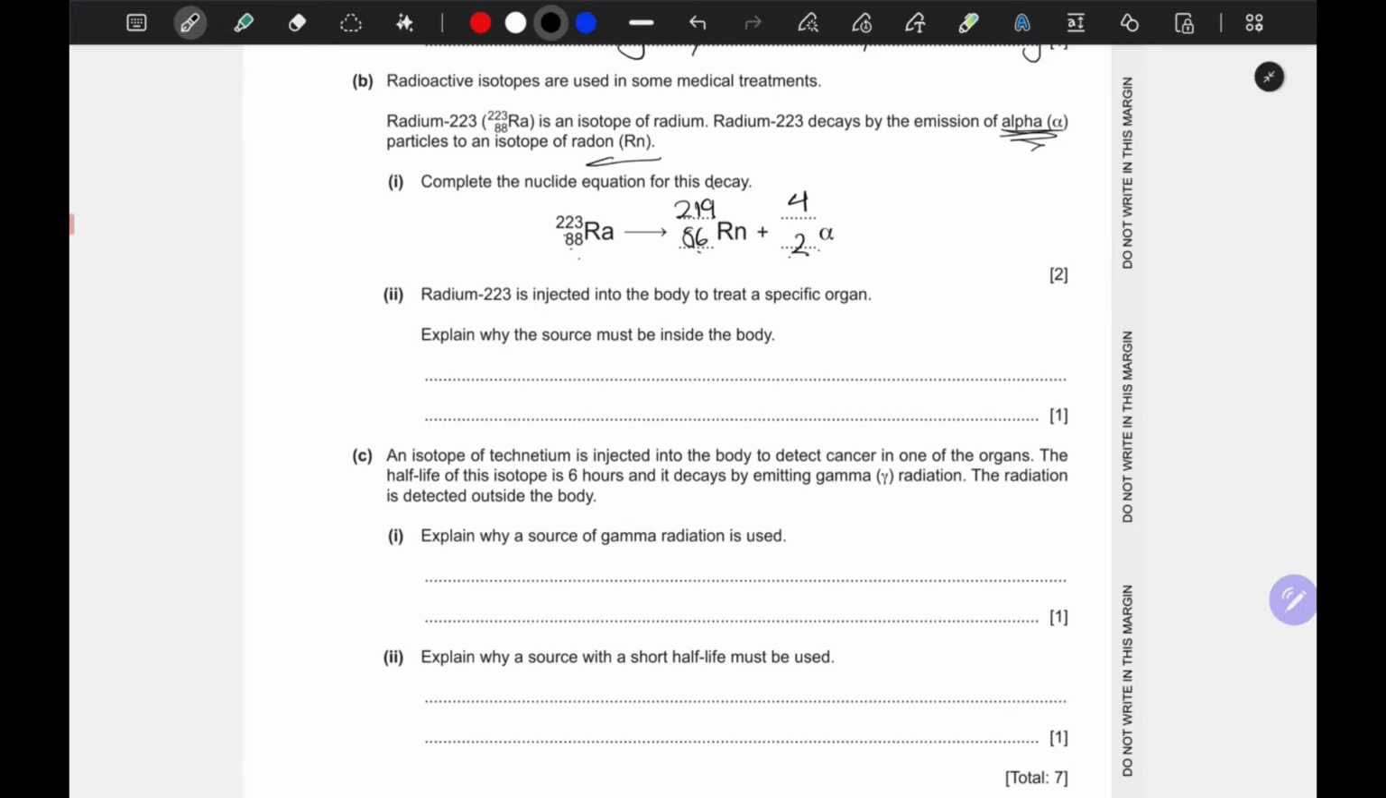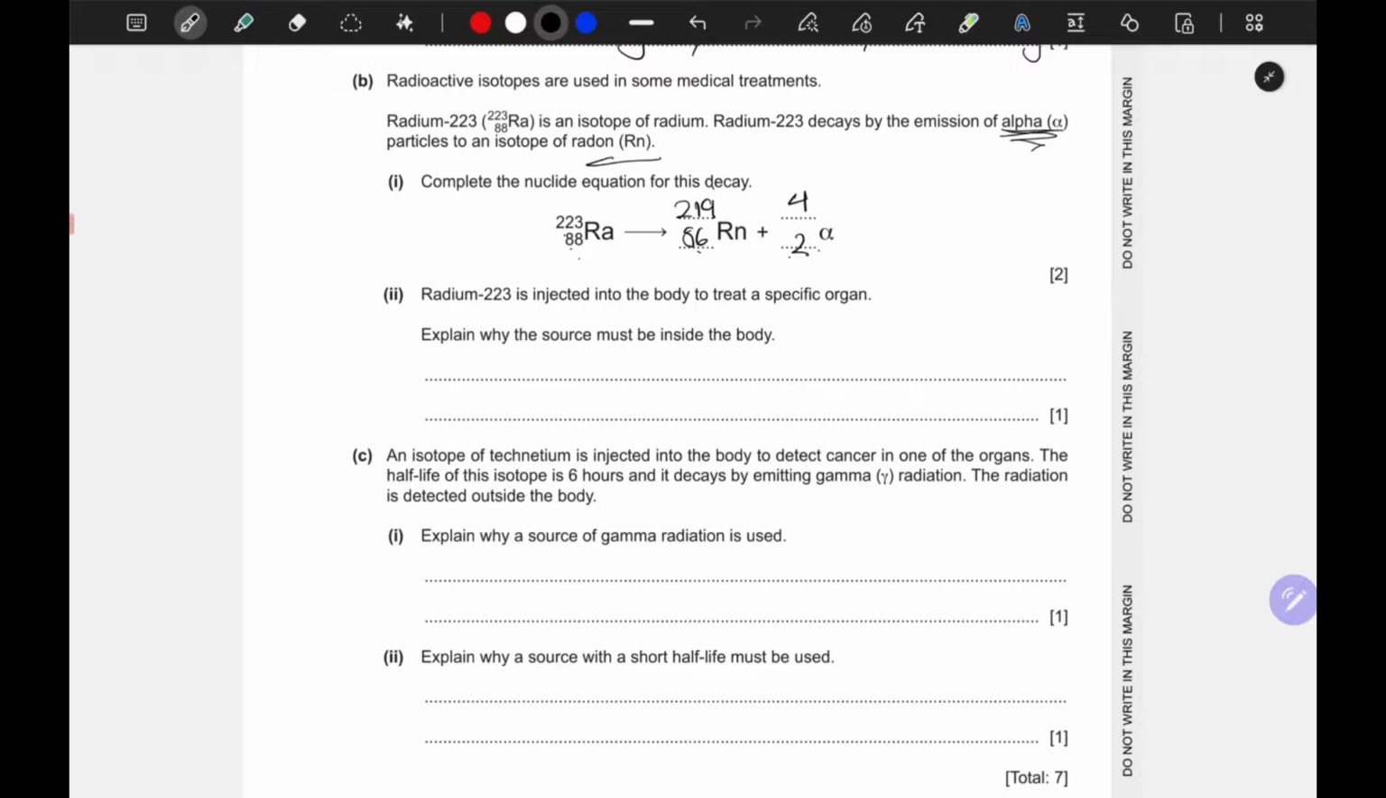Radium is injected into the body to treat a specific organ. Explain why the source must be inside the body. So basically what it's saying is radium is used to treat specific organs. So when radium decays, we need the alpha particles to reach those specific internal organs.